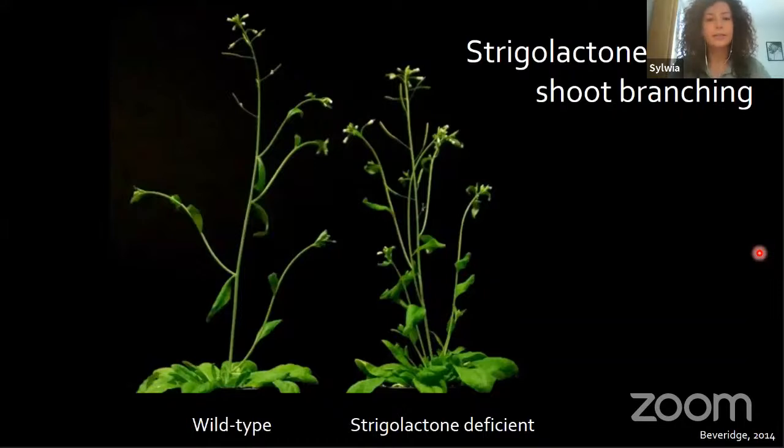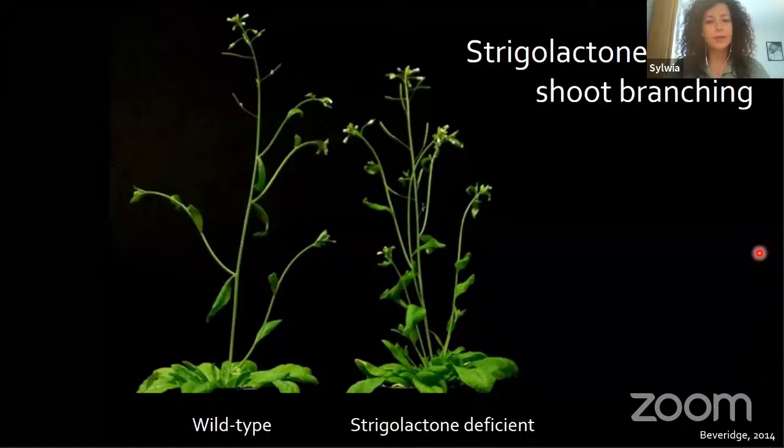But strigolactones are not only rhizosphere molecules, they also have an endogenous function in the plant, which was discovered many years later. It was shown that strigolactones inhibit shoot branching. This is the best known role of strigolactone in plants. Strigolactone-deficient mutants, so biosynthesis mutants, have many more rosette branches in comparison to the wild type plants.